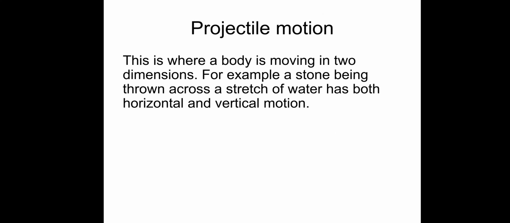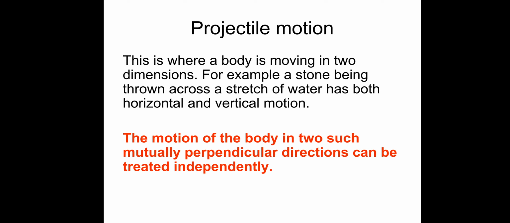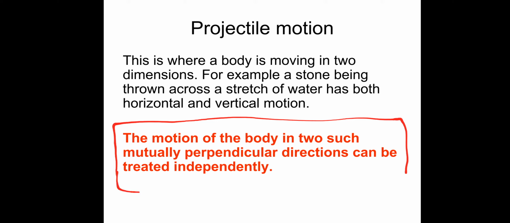So what is projectile motion? It's where a body is moving in two dimensions, for example, a stone being thrown across a stretch of water, and it has both horizontal and vertical motion. And very importantly, the motion of the body in two such mutually perpendicular directions can be treated independently. And the bit I put in the box will make much more sense in a moment.